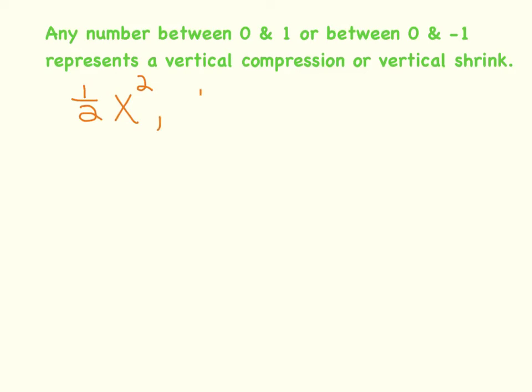We could say 1/2 of the square root of x. We could also say 1/3 of the absolute value of x. These are all examples of what the a value looks like if it's between 0 and 1. If it's between 0 and -1, it would look something like this.